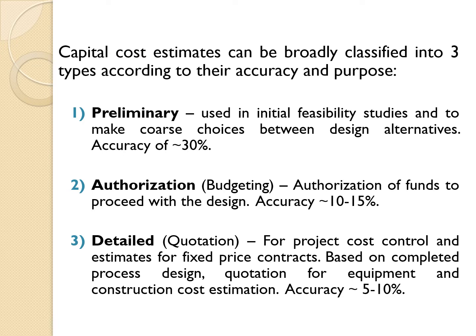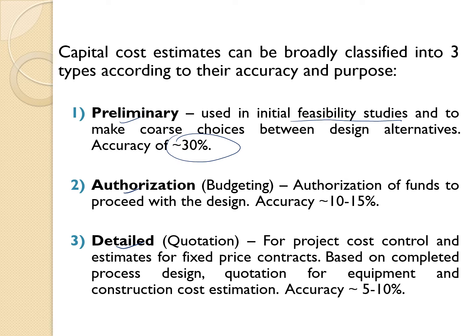The capital cost can be estimated by classifying it into 3 types. The first type is preliminary, then authorization, and lastly detail. For the preliminary, usually we use the information from the initial feasibility study. We need to make cost choices between design alternatives. Basically for the preliminary, the cost accuracy is only around 30%. So in preliminary, we will do rough estimations.